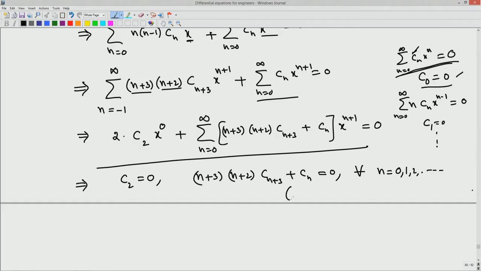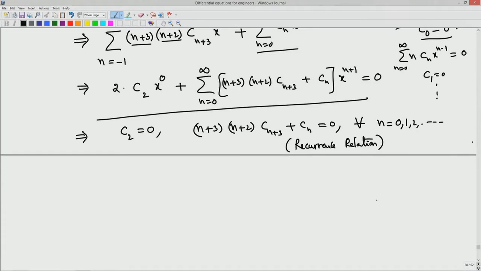This is called the recurrence relation of power series, okay. In the power series method, you get this recurrence relation, c 2 is 0 you found, and I have to find the rest. So, put n equal to 0. If you put n equal to 0, 3 into 2 c 3 plus c 0 equal to 0. So, that gives me c 3 equal to minus c 0 by 3 factorial.